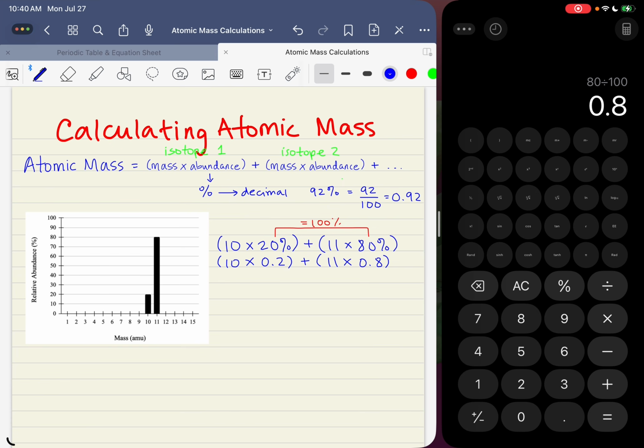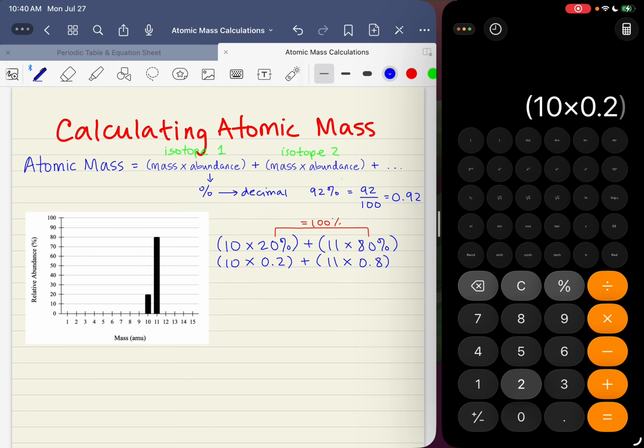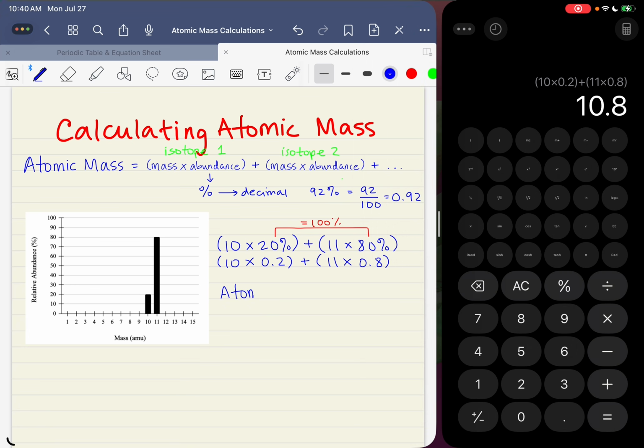Now I'm going to put this into my calculator. I recommend that you put it into your calculator all at once and that you use parentheses. So I'm going to put in parentheses 10 times 0.2, parentheses, plus parentheses 11 times 0.8, parentheses. And that's going to give me the atomic mass, which is equal to 10.8. Because we're using units here, I can also say my unit is AMU, atomic mass units.